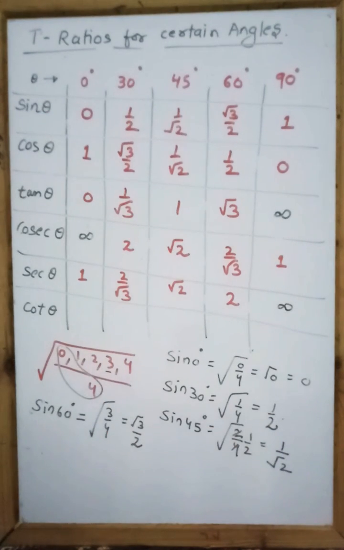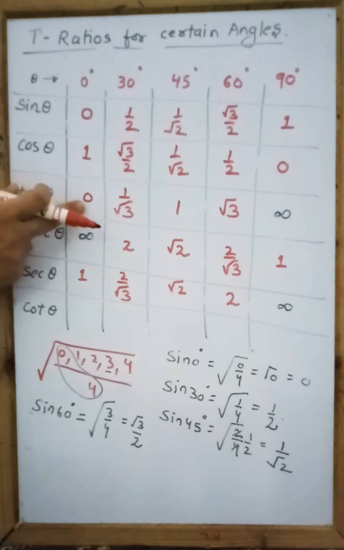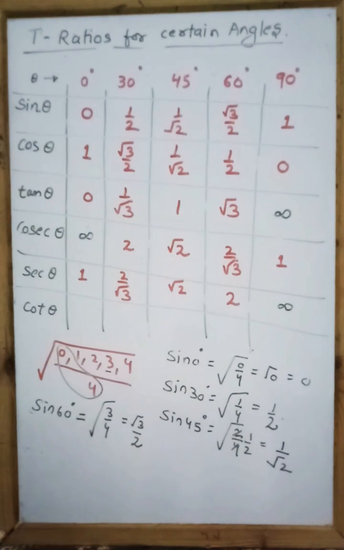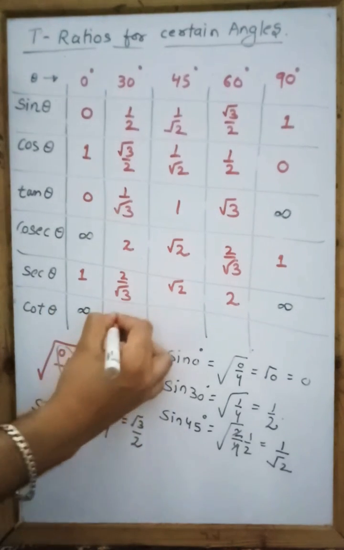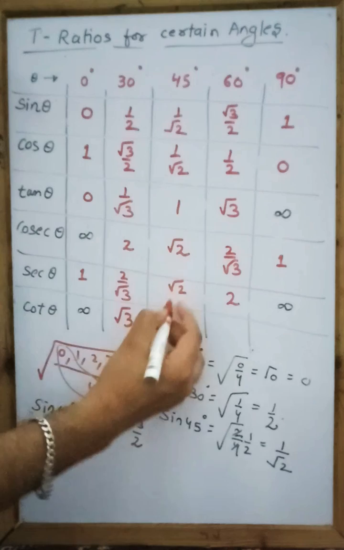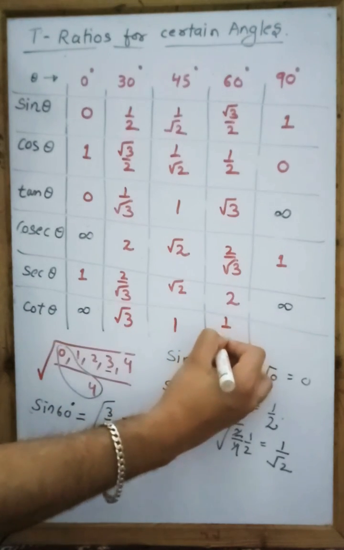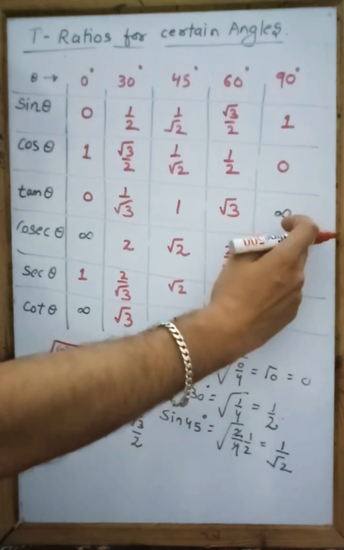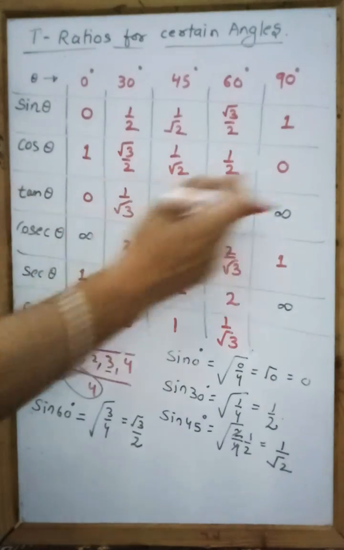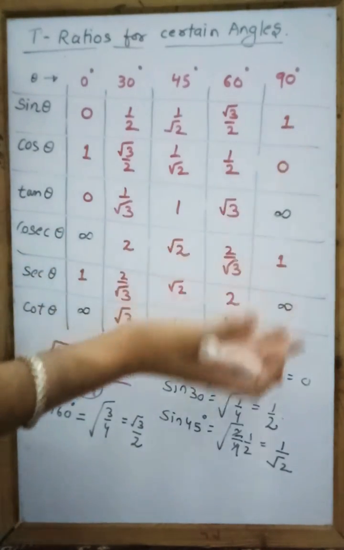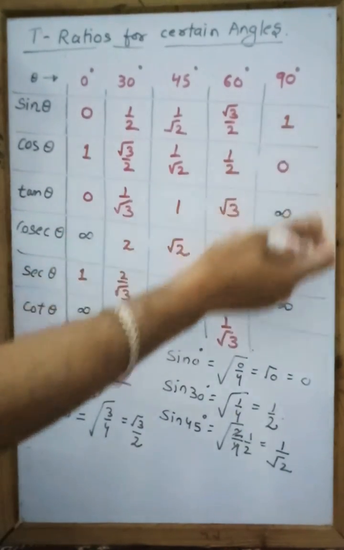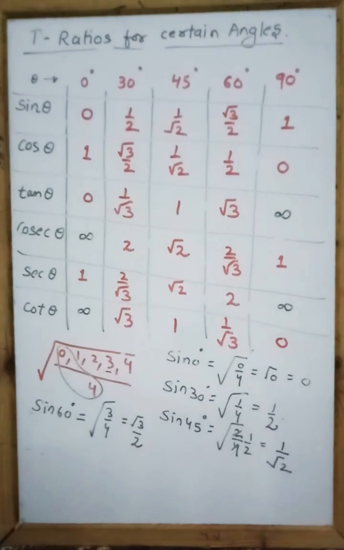And then if I ask you what is cot, so cot will be the reciprocal of tan. So the reciprocal of 0 is, again, infinity only. Then the reciprocal of 1 by root 3 will become root 3. Then 1 becomes 1, then root 3 becomes 1 by root 3. And over here the reciprocal of infinity. You know, tan was sine by cos, it is 1 by 0. So when you do the opposite of that, it will become 0 by 1, and 0 by 1 is nothing but 0. So that is how you can draw this table.